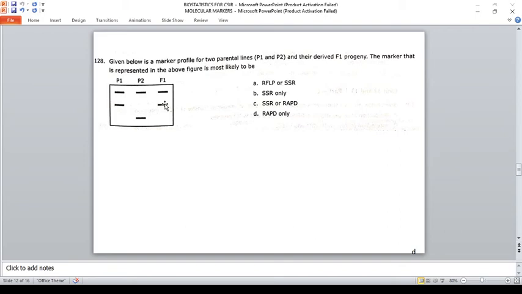Given are the marker profiles for two parental lines, P1 and P2, where you can see the bands, and the F1 derived from them. The marker profile is given above. Among that, which one is it? Here you should know about codominant and dominant markers. For a codominant marker, you will have two bands: one band from parent line P1, that is the AA band, and another band from parent line 2. But here we have only a single band. It means it is a dominant marker profile. So among these, which is a dominant marker? RFLP is a codominant marker, SSR is a codominant marker, but RAPD is a dominant marker. So the correct option is option D.